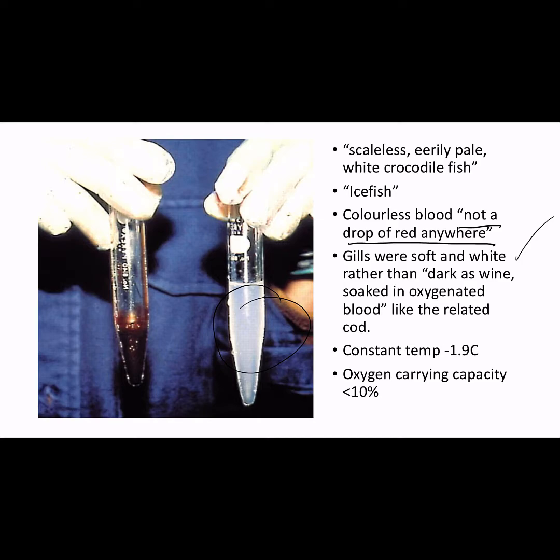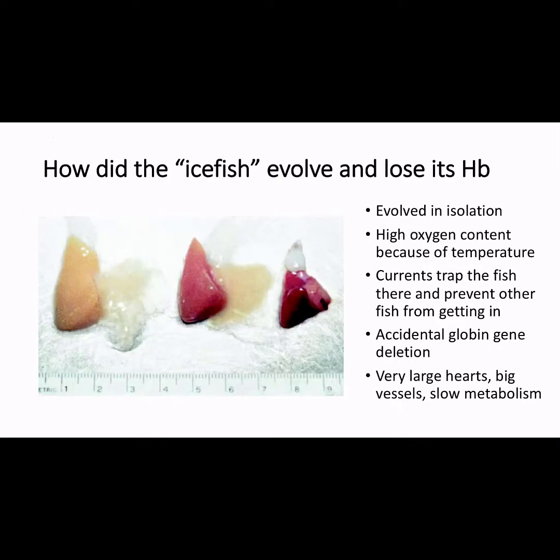It was living at a constant temperature of minus 1.9 degrees Celsius, and itself had an oxygen carrying capacity of less than 10%, simply because it lacked hemoglobin. So how did it do so? Well, because it lacks hemoglobin, it needs to be able to carry sufficient oxygen in order to meet its metabolic needs. It cannot just survive on anaerobic respiration.